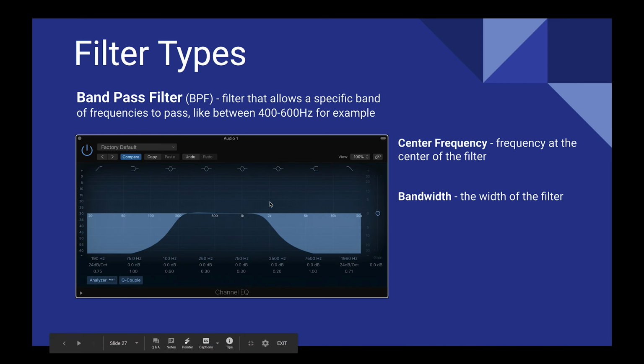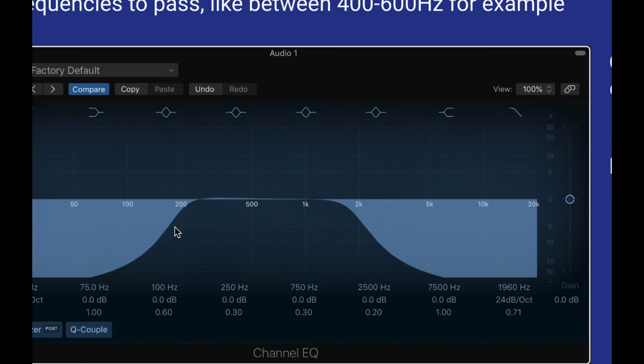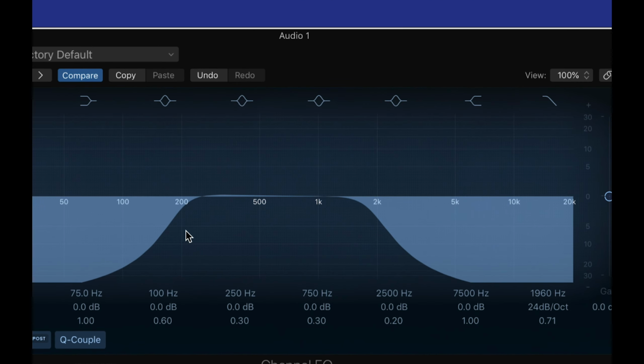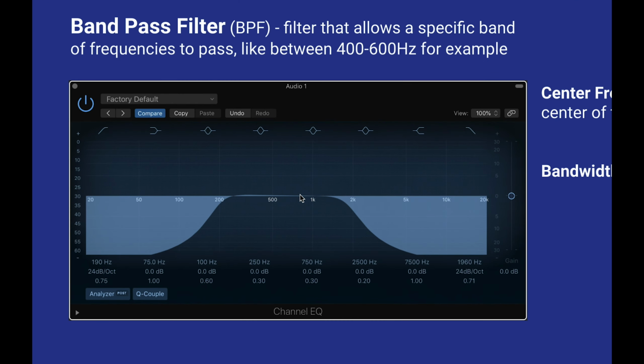Before I say that, down here you can see that this band pass filter is allowing a frequency band between 200 and 2K roughly to play, right? So between 200 and 2K, these are the frequencies that are being allowed through the band pass filter, okay?